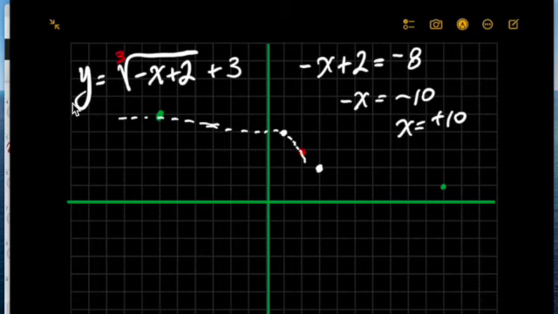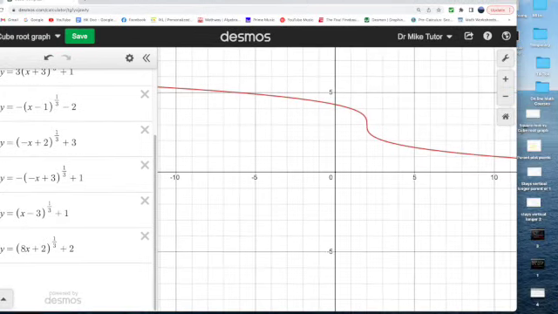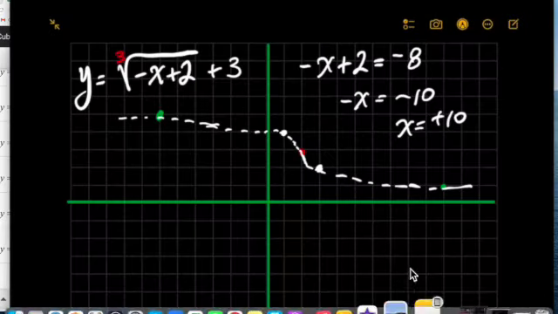Here's our, it's not a very good vertical segment, but you get the idea. And if we go to our graphing calculator Desmos, here's our graph, the cube root of negative x plus 2, plus 3, and you can see that we got the same graph right here.